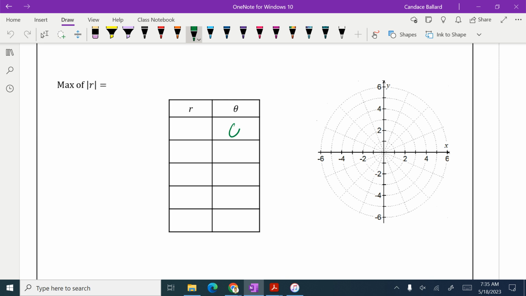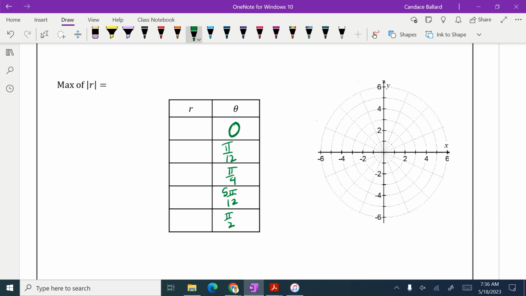Okay, so I want you to put in a 0. I want you to put in a pi over 12. Why I did the slashy fraction, I don't know. I don't like slashy fractions. A pi over 4. 5 pi over 12. And a pi over 2.